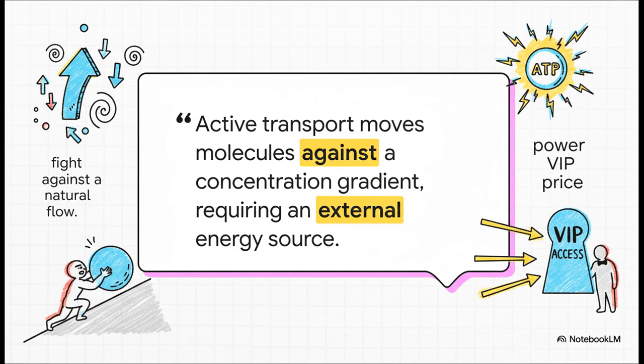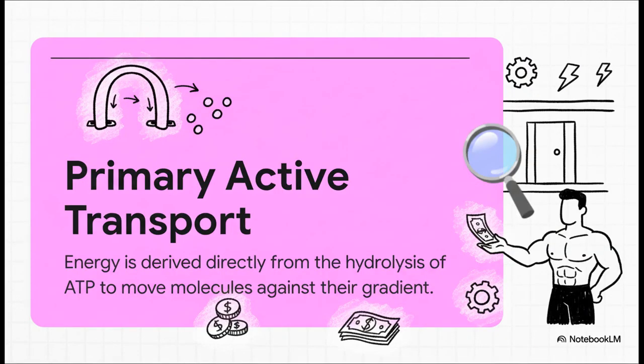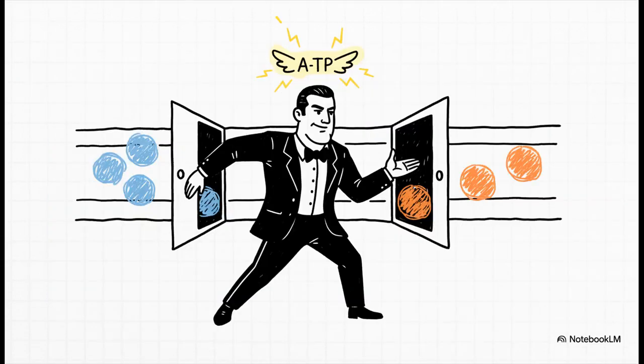The cell has two main ways of paying the energy price to get this exclusive VIP access. First up, we have primary active transport. This is like walking up and paying the bouncer directly with cold, hard cash. And the cash in this case is a molecule called ATP, adenosine triphosphate. It's the main energy currency of the cell. The energy from breaking down ATP is used to directly power a protein pump. And the most famous bouncer that uses this direct payment method is the sodium-potassium pump.